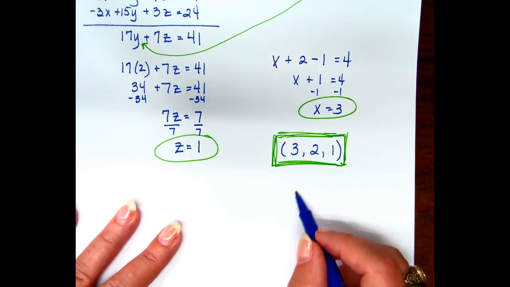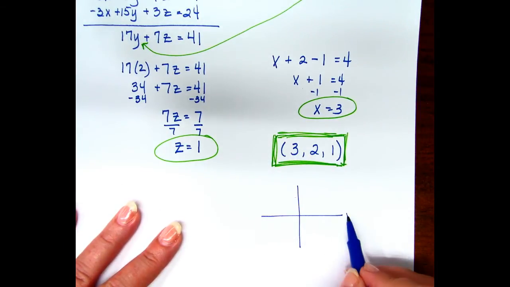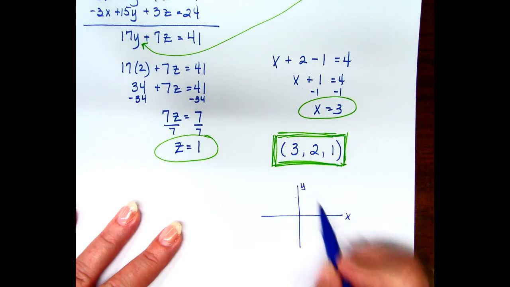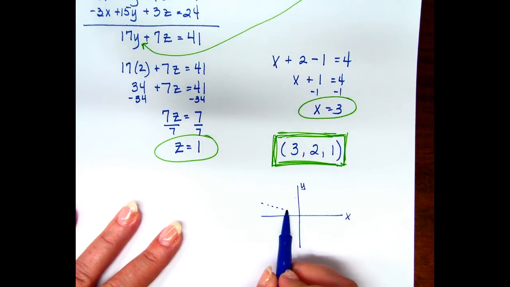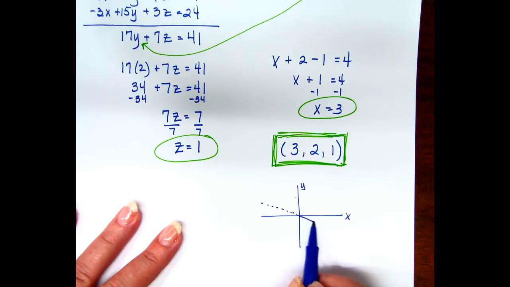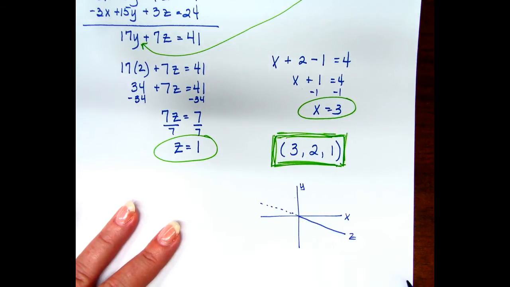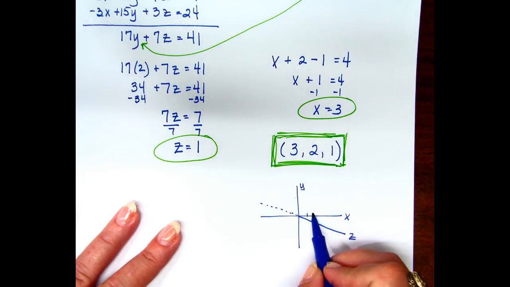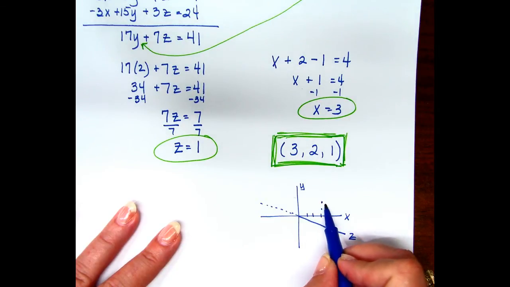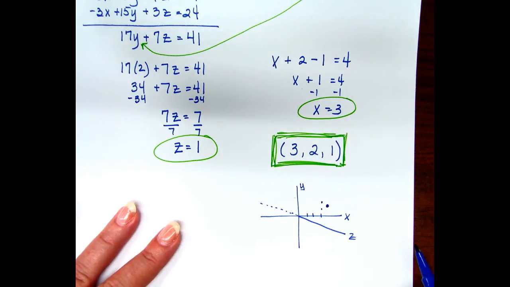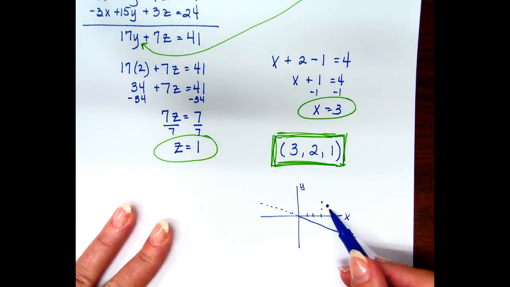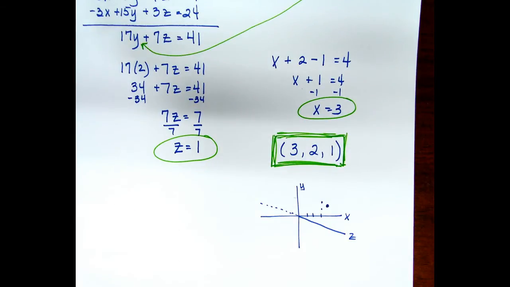If you're careful, you can. Because you've got your x-axis and your y-axis and your z-axis. Can you see it coming out of the paper? Right? And you can go over 3 and up 2 and out 1. It's a point in three-dimensional space where 3 planes intersect.